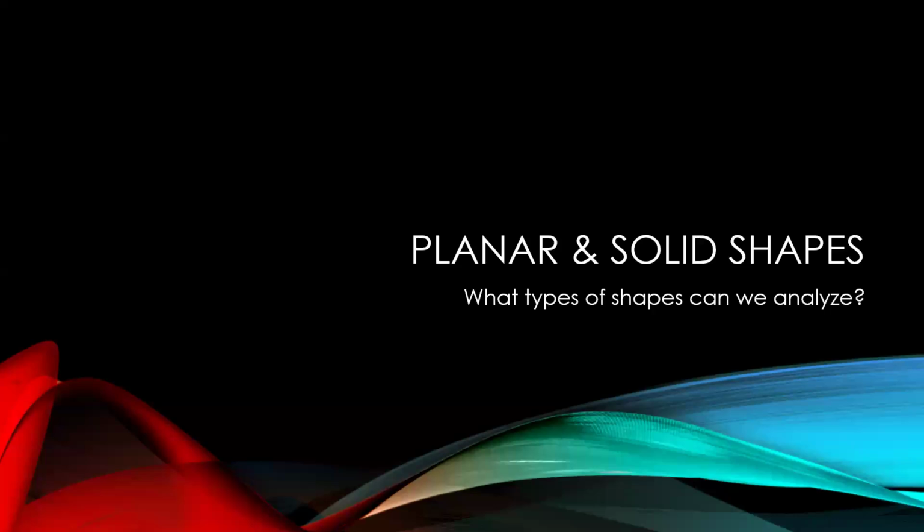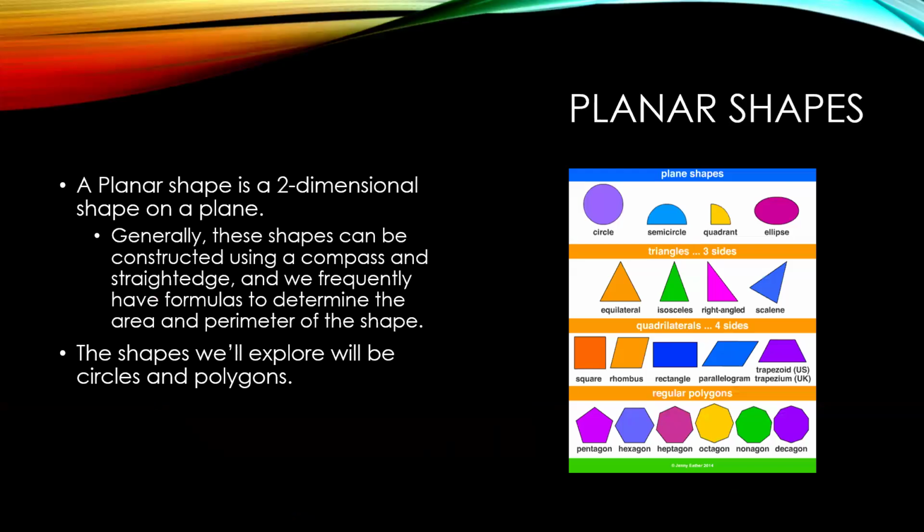Planar and solid shapes. Let's talk about the types of shapes we can analyze using our axioms. To begin with, we have planar shapes. A planar shape is a 2-dimensional shape on a plane. Generally, these shapes can be constructed using a compass and straight edge, and we frequently have formulas to determine the area and perimeter of the shapes.